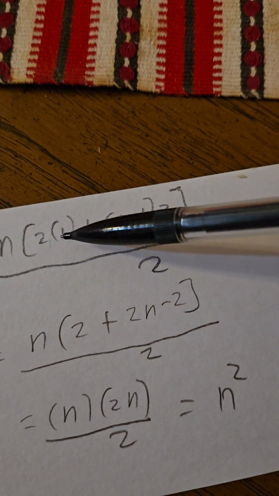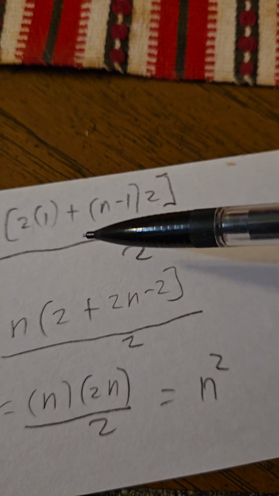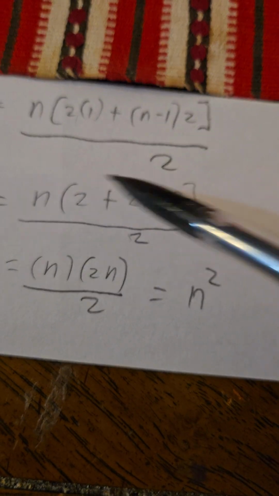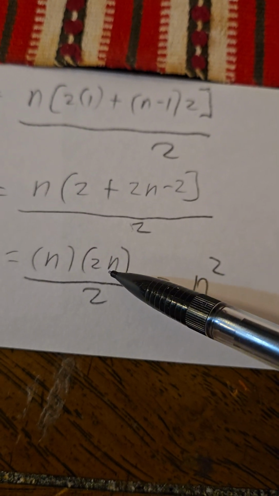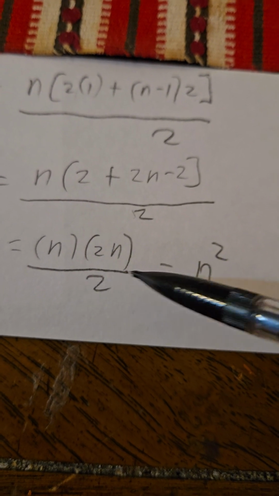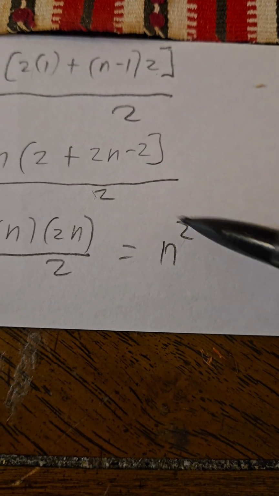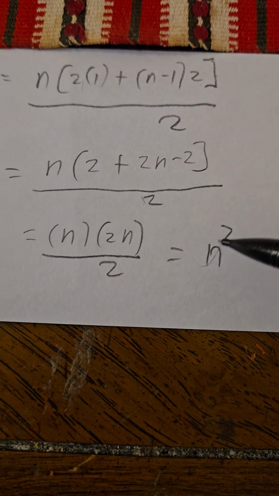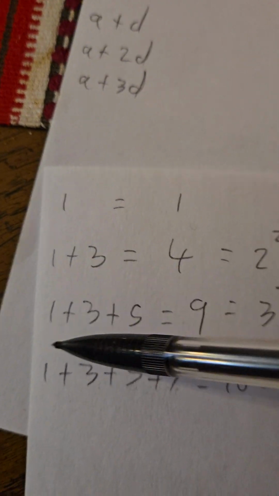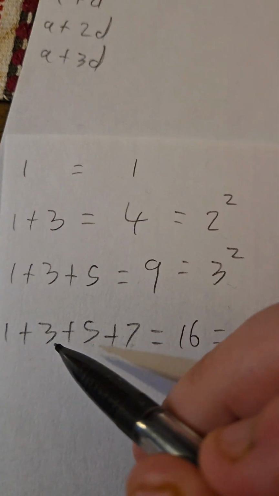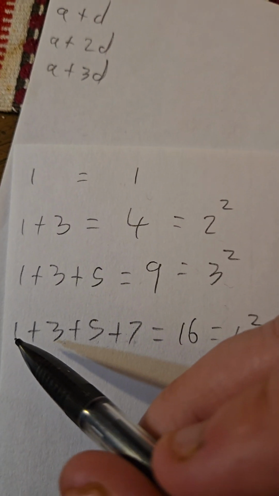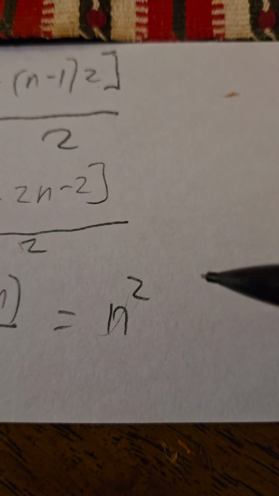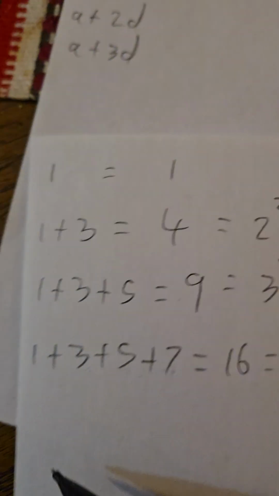So 2 times 1 is just 2, and I multiply that out. That's 2n minus 2. The 2's cancel out. We're left with n times 2n divided by 2. Those 2's cancel out, and that simplifies to n squared. That tells me if I have an arithmetic series where a equals 1 and d, the amount increasing each time, is 2, that's plus 2, 2 times 2, 3 times 2, that simplifies to n squared. Sure enough, that's what we have here.